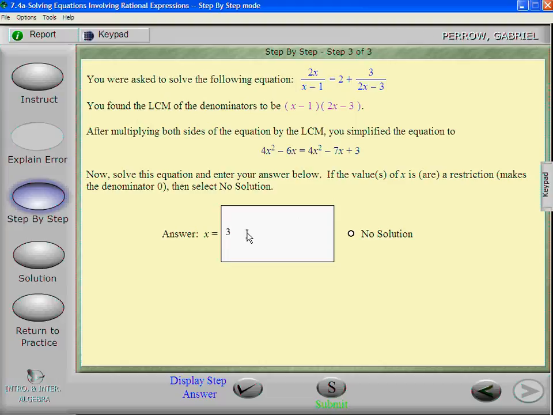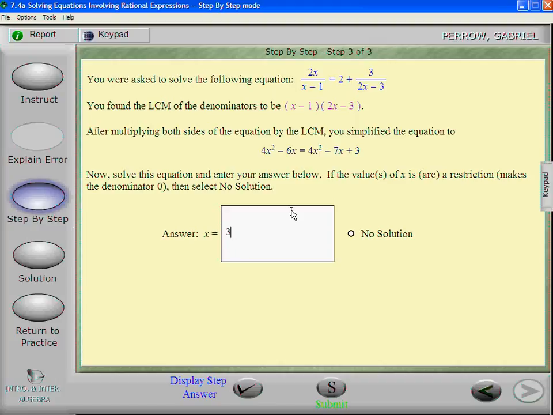Now remember what we did in the first step. We looked and said, okay, what were the restrictions? And we determined that 1 and 3/2 were the restrictions. There's not a match to our answer, so we're okay.